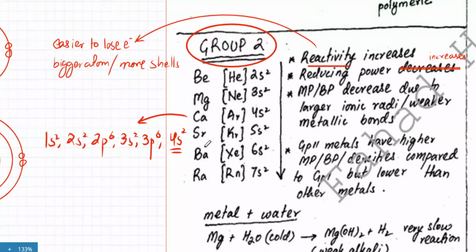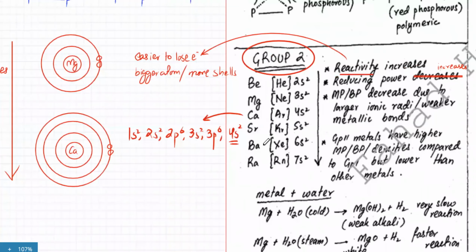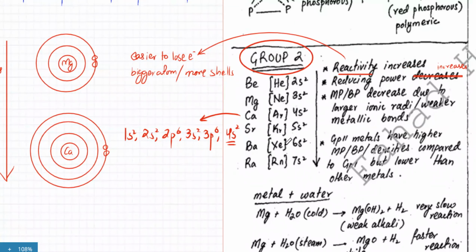So down the group, it becomes easier to lose electrons. So barium over here at the bottom is going to lose electrons very easily because it's a bigger atom. So anything that gets oxidized is acting as a reducing agent. So this is a very good reducing agent. The top one is a very bad reducing agent because smaller atoms don't lose electrons easily, so they don't get oxidized easily. It's very hard to oxidize beryllium compared to barium.